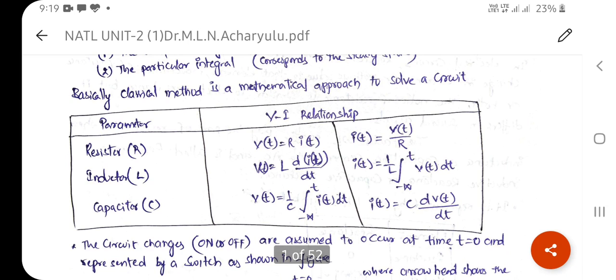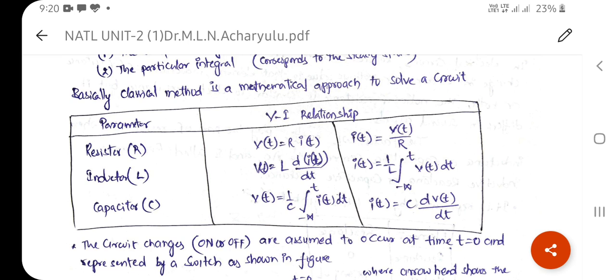We need to take how the parameters are linked with V and I, that means the voltage and current relationship. If we take a resistance, V of t is equal to R into I of t, and I of t is equal to V of t by R. That is Ohm's law: in any closed circuit, the current passing through the resistor when you apply a voltage to it is I equal to V by R.